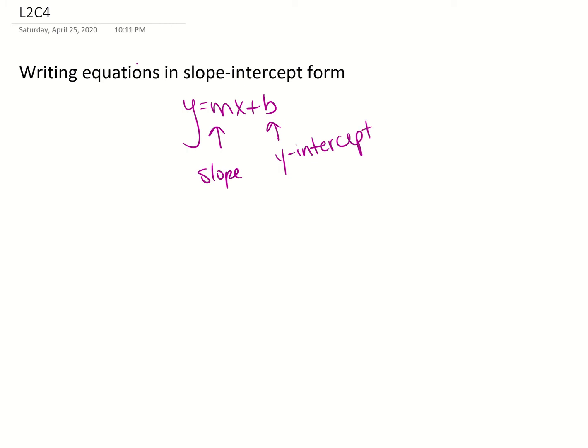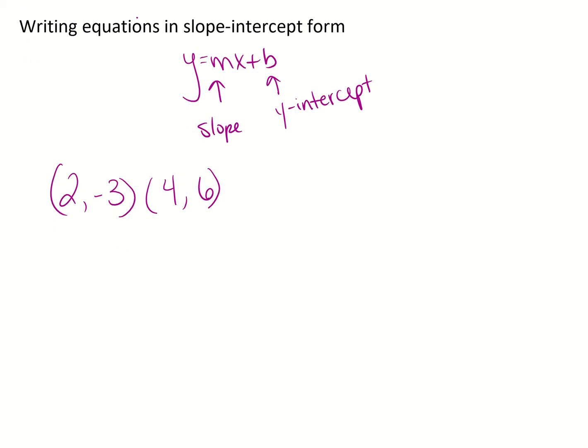So before we get started, there's a few things we have to know in order to do this. One is you have to be able to find the slope. And two, you have to be able to evaluate. So, say they give us two ordered pairs. Let's go with (2, -3) and maybe (4, 6). 6 can work. Okay? So the first thing we're going to do is find slope.